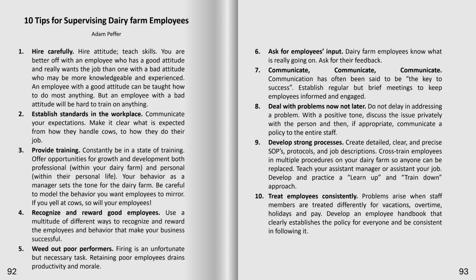7. Communicate, communicate, communicate. Communication has often been said to be the key to success. Establish regular but brief meetings to keep employees informed and engaged. 8. Deal with problems now, not later. Do not delay in addressing a problem. With a positive tone, discuss the issue privately with the person and then, if appropriate, communicate a policy to the entire staff.